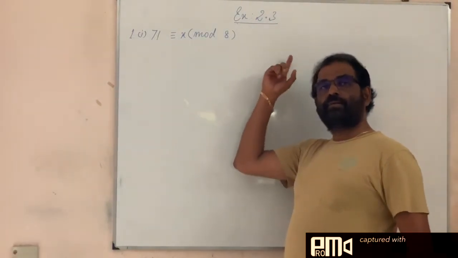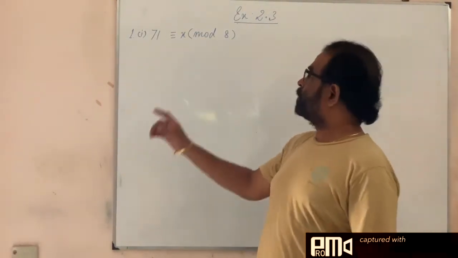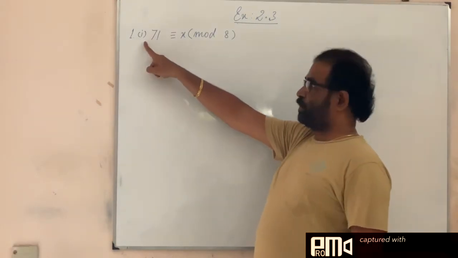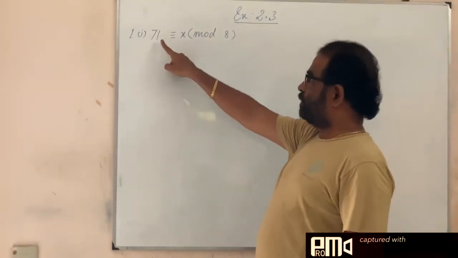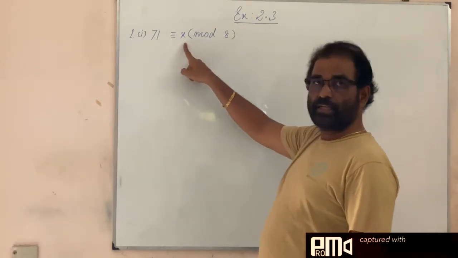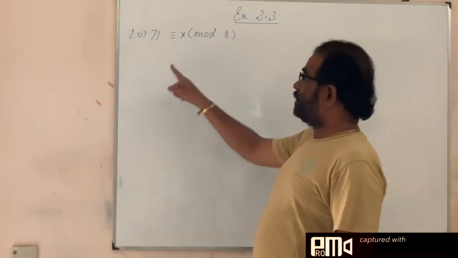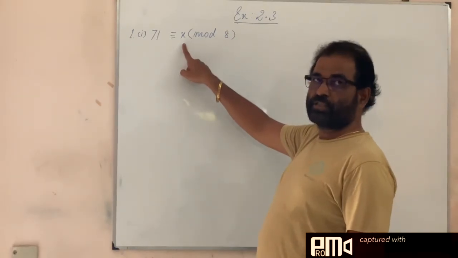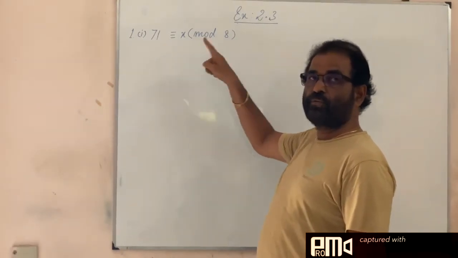Okay, this is based on modular arithmetic. Question number 1, subdivision 1. 71 is congruent to x mod 8. Find the least positive value of x.